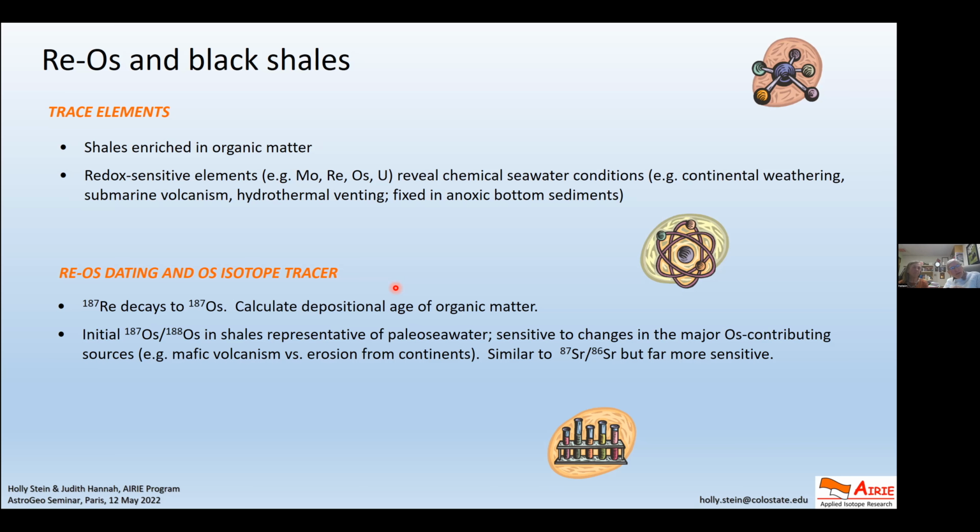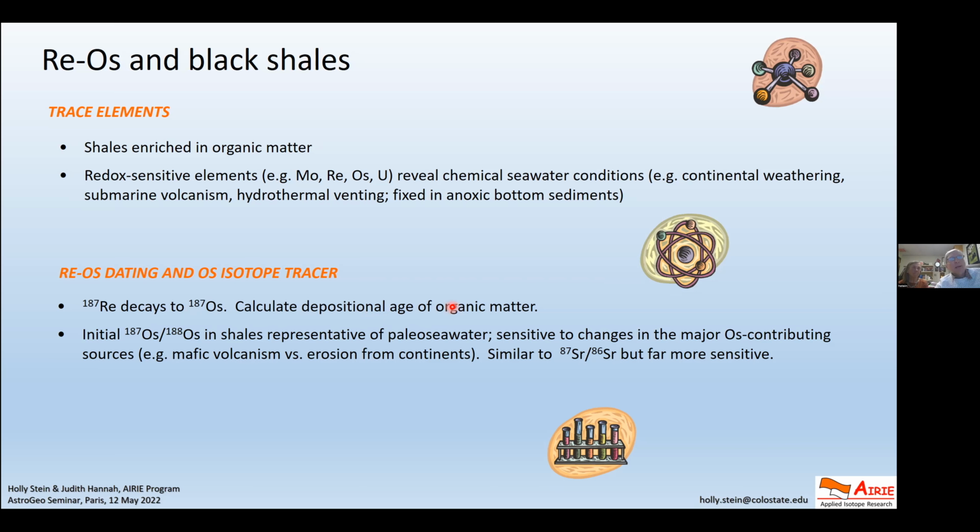Rhenium, the isotope 187, decays to osmium 187, and you can calculate from that, knowing the decay constant, the time, the age of the organic material, which is the age of the shale, provided there has never been any opening of that clock by oxidation. That is death for rhenium osmium. Any kind of subsequent oxidative fluids moving through the rock will disturb the chronometer.